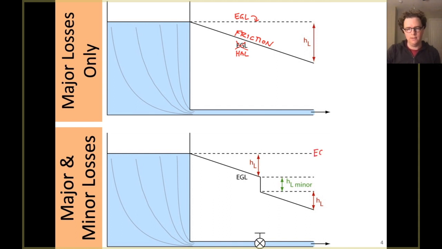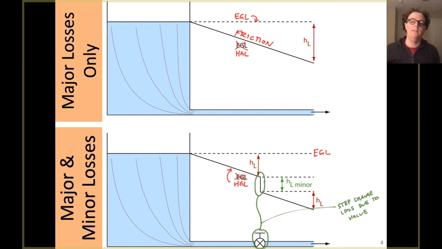In contrast, in the bottom diagram, you notice that in green is labeled this HL minor, or head loss minor. That's depicted here as a step change at the location where we have a valve. What I've circled in green along the pipe there, think of that as a valve that might be able to control the flow. These minor losses are localized to where a valve or a fitting or a bend in a pipe is, and they manifest by taking that friction slope and causing a step change in it. So instantaneous energy loss at the point where this fitting exists.